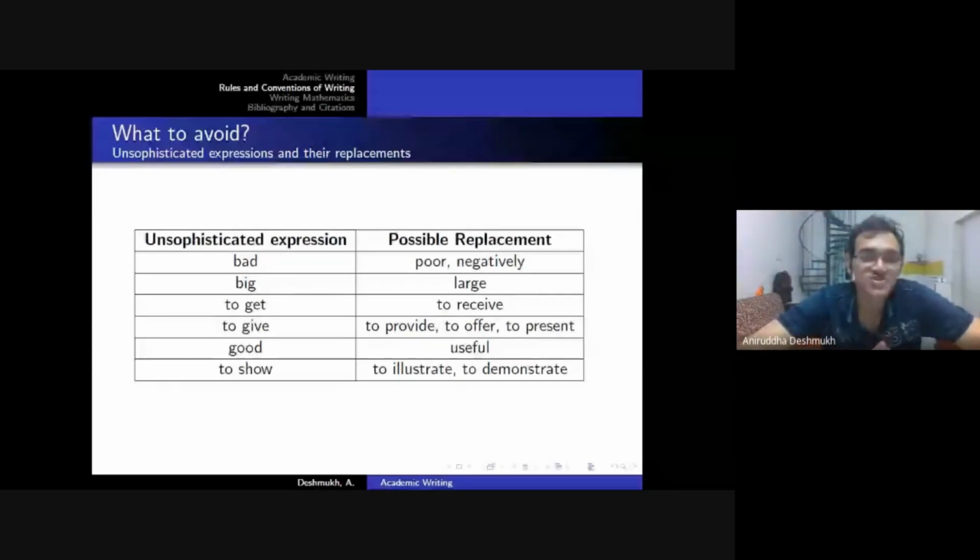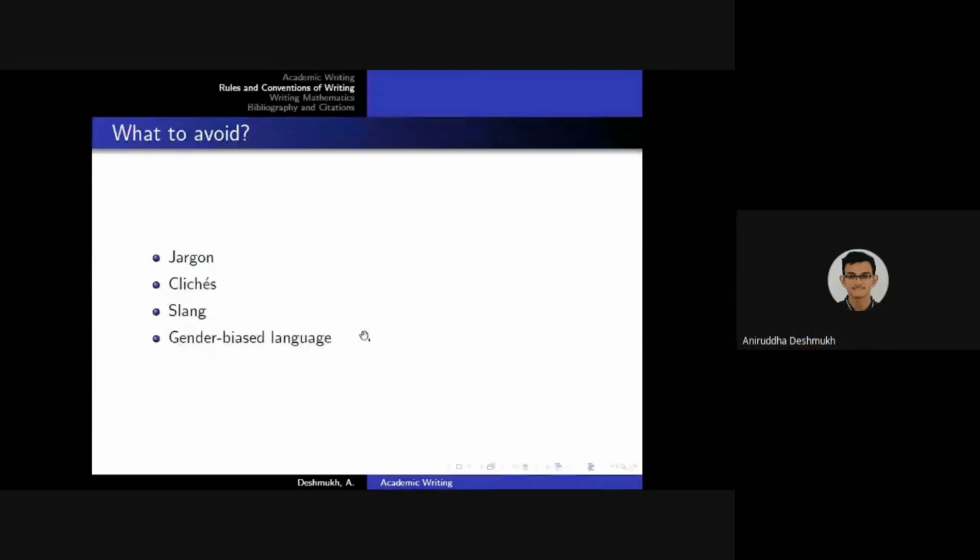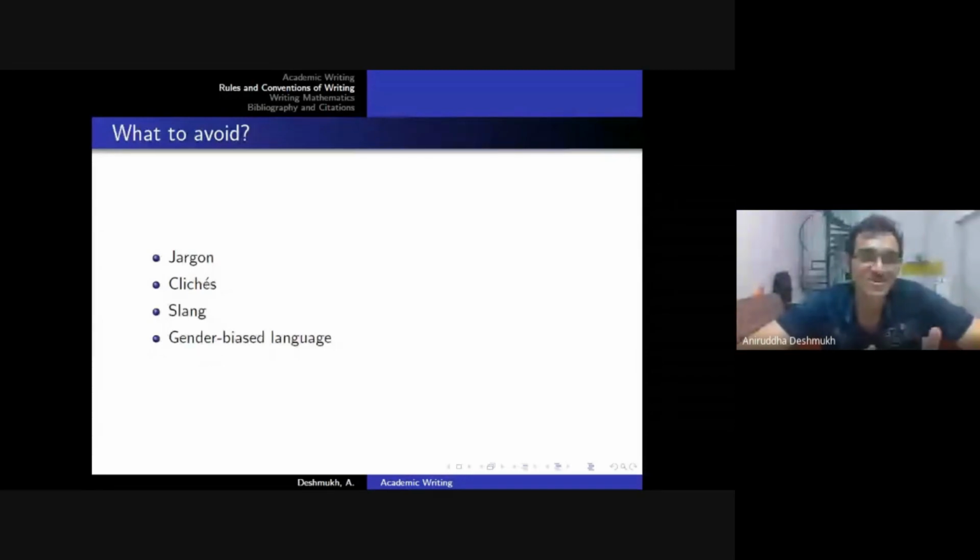Now, the other things which we should avoid are jargon, clichés, slang, and gender-biased language. The first three can be easily avoided because once you keep in mind that you don't have to use slang and all those things, then you will not use them. But gender-biased language is very difficult to avoid. Usually, when we want to refer to the reader, we always assume that the reader will be male. We always write that he or she will read it, or he will read it, or if you are a feminist, you will write that she will read it.